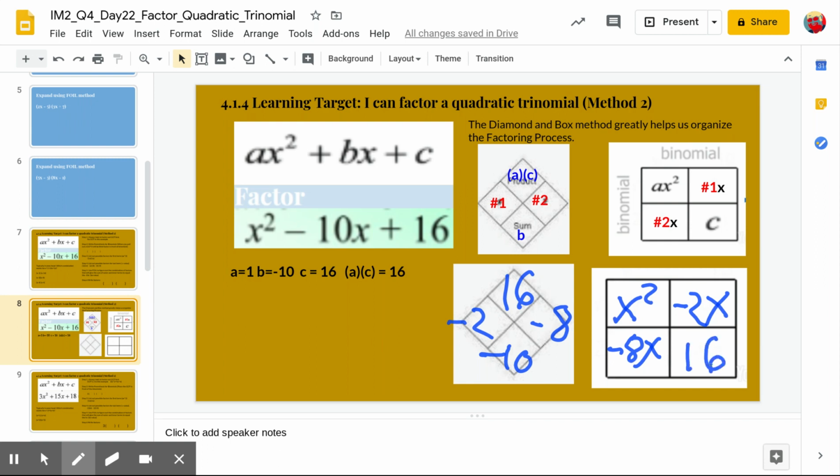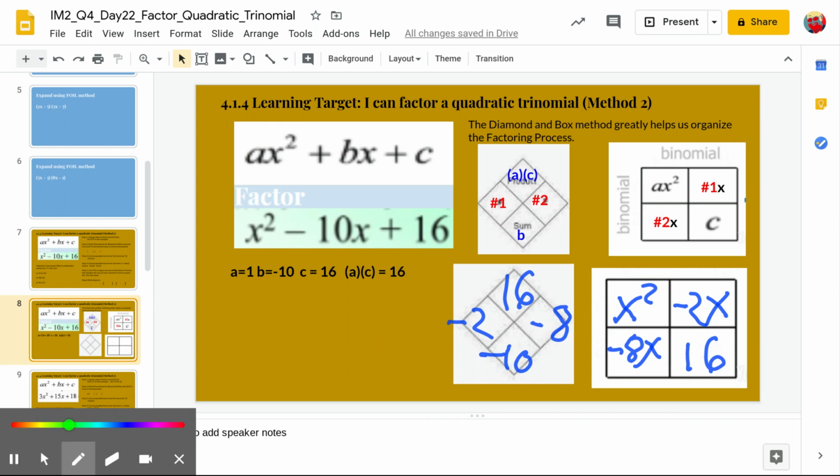Okay, so this should look familiar. We just spent a couple days multiplying polynomials, and we did a lot of multiplication with binomials, and we do the generic rectangle, and we get this, and we write it out as, okay, this is x squared minus 10x plus 16. We are going the other way now. We're taking the trinomial, and we're going to put it back into factored form, so it's going to be a binomial times a binomial.